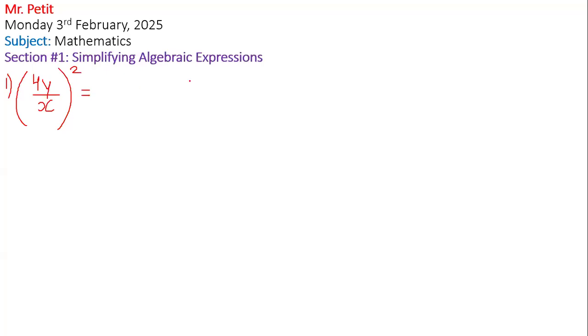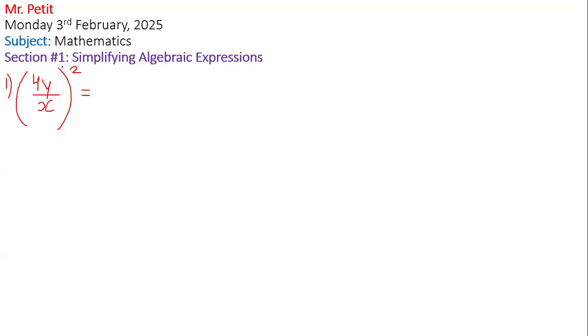I think you do 4 to the power of 2. That's it? Everything inside the brackets, y as well. So everything inside the bracket, you square it. So you'd have 4 squared, 16, y squared, x squared. So that'd be 16y squared over x squared. Yes, sir. That's excellent.